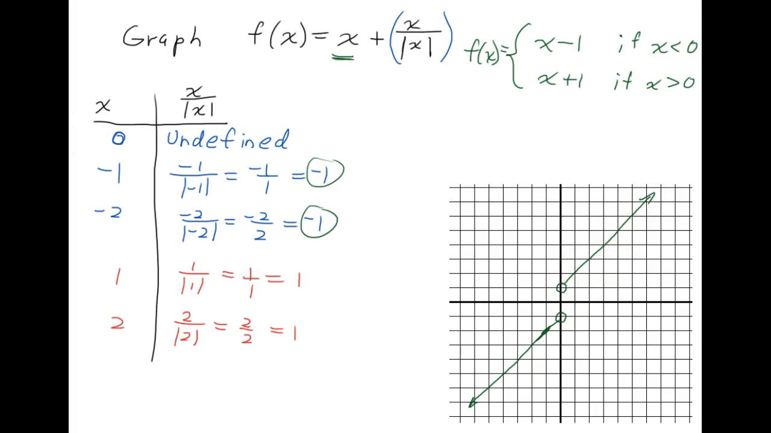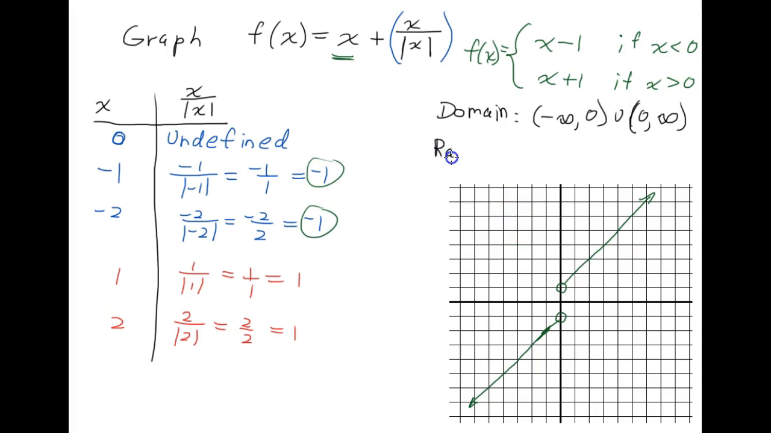Real quick, just to close everything up, the domain is all of the possible x's. It looks like all real numbers except for 0. We can't have 0. So the domain is from negative infinity to 0 and 0 to positive infinity. And I've got the rounded parentheses, meaning 0 is not included.